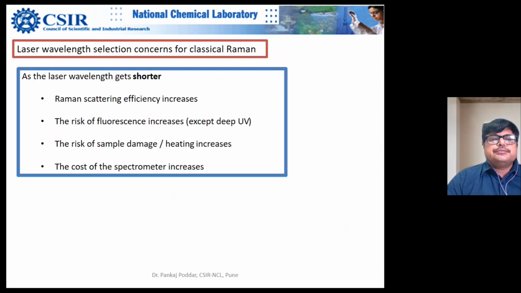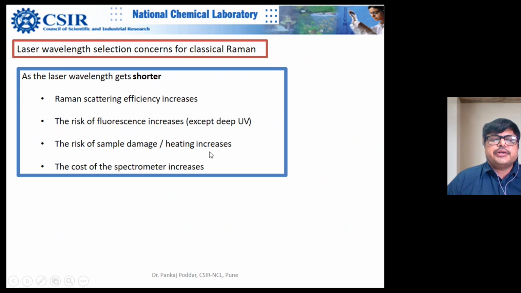Generally, you can use all kinds of things. You can use UV, deep UV, you can use visible, you can use IR. There are advantages and disadvantages. As the laser wavelength gets shorter, your Raman scattering efficiency increases. Please remember the 1 over lambda to the power 4 rule. It really gets better, but the risk of fluorescence increases.